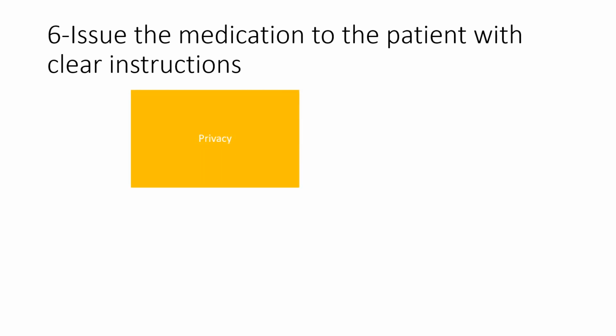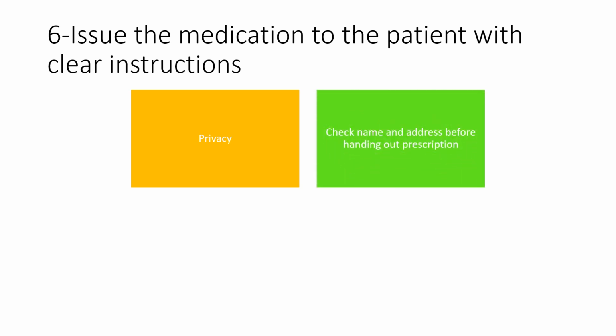Counselling should take place in an environment that recognises the patient's right to privacy. So you should always be considering that first. You should also be checking the name and address of the patient before handing out the medication, or get the patient to tell you their address so you can confirm.